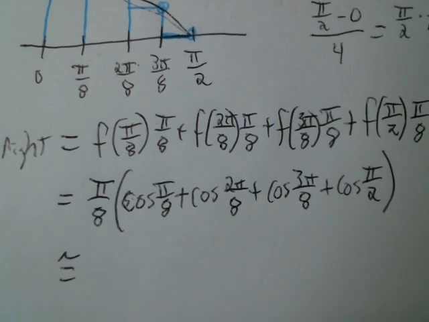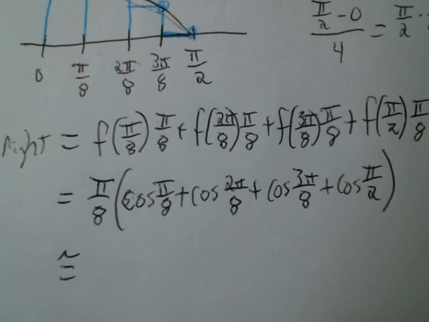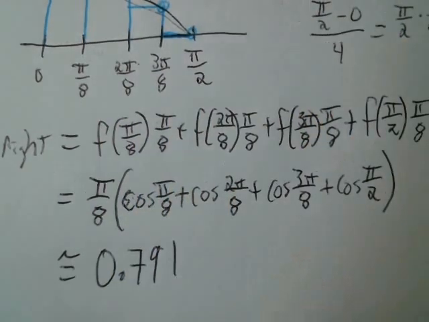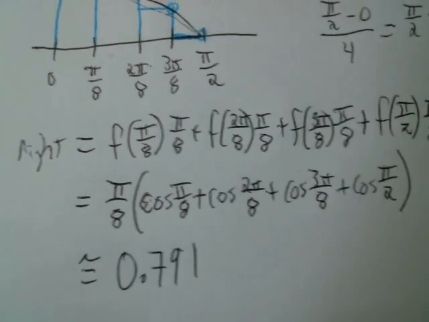plus cosine of 4 pi over 8. That's the last one. Press enter, and I'm getting approximately 0.791 to 3 decimals. Okay, I'm just making sure I'm in radians really quick. Yeah, I'm in radians. Okay, I'm good. So that's the right endpoints.